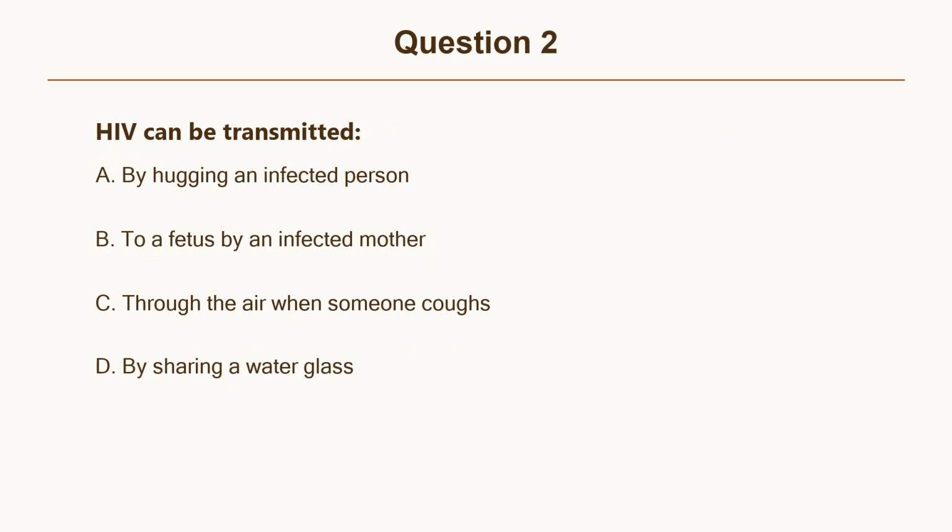Question 2. HIV can be transmitted. Option A. By hugging an infected person. Option B. To a fetus by an infected mother. Option C. Through the air when someone coughs. Option D. By sharing a water glass. The correct answer is option B. To a fetus by an infected mother.